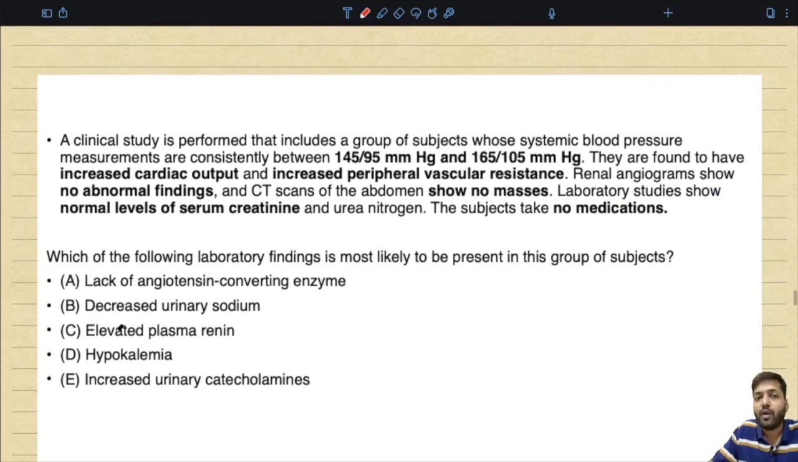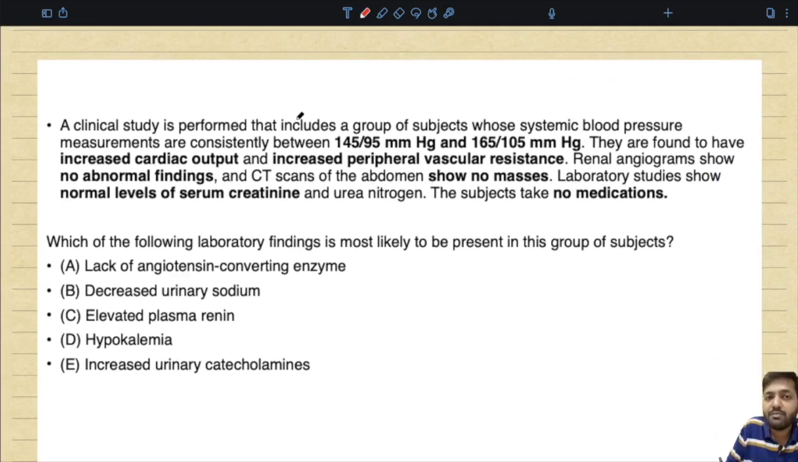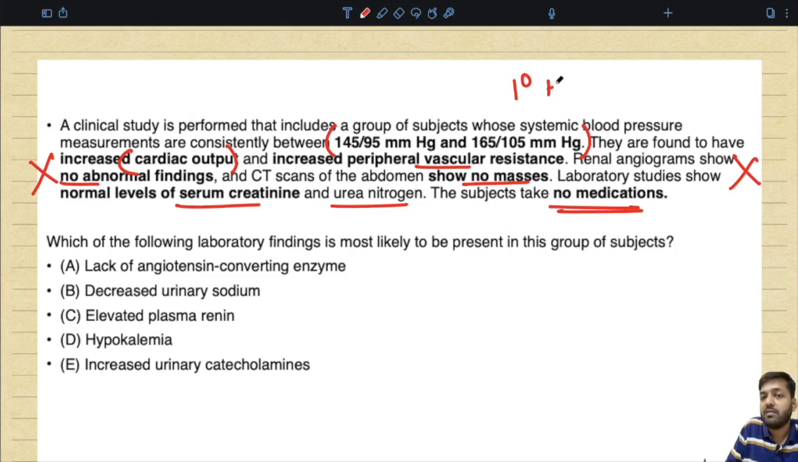Now, a second very important MCQ over here is that a clinical study is performed that includes a group of subjects whose systolic blood pressure measurements are consistently between 145/95 to 165/105 millimeters mercury. Now, they are found to have an increased cardiac output and increased peripheral vascular resistance. Renal angiograms show no abnormal findings, and CT scan of the abdomen shows no masses. Laboratory studies show normal levels of serum creatinine and urea nitrogen. The subjects do not take any medication. So what is very important is that we have ruled out all the other causes. So no secondary causes were identified. So mainly this is going towards primary hypertension.